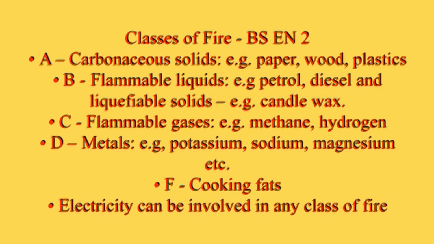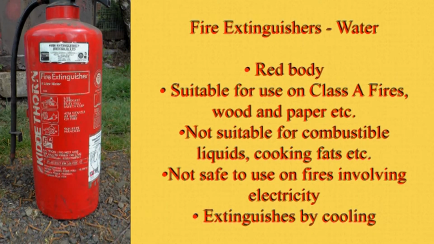Let's take a look at which fire extinguisher you would use for which class of fire. A water fire extinguisher has a red body, as we can see in the photograph, suitable for use on Class A fires, wood, paper, etc. Not suitable for combustible liquids, cooking fats, not safe to use on fires involving electricity, and extinguishes fires by cooling.